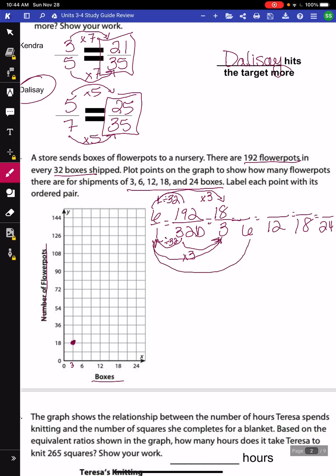Now, what do I do to 1 to get 6? Multiply by 6. What do I do at the bottom? Got to do the top. 6 times 6, 36. So I start at the origin, move to the right 6, and then up to 36.